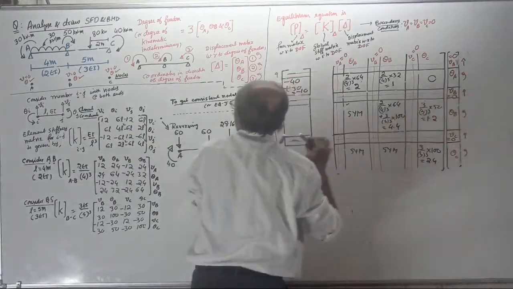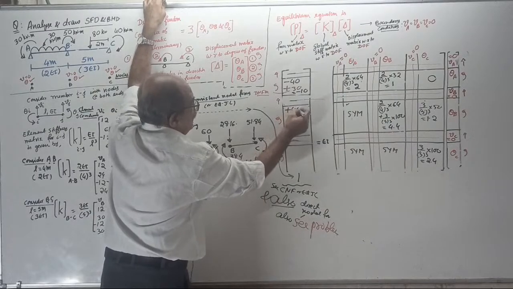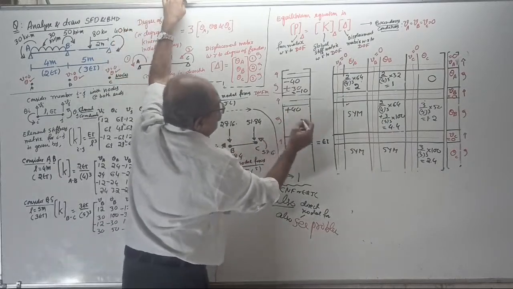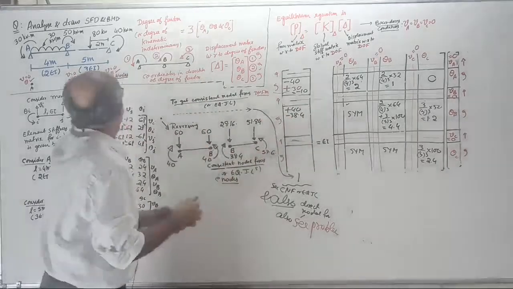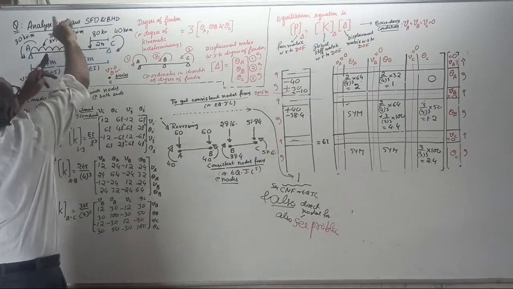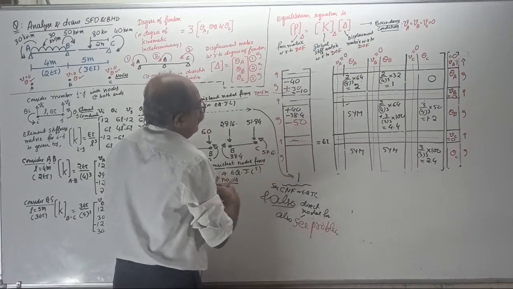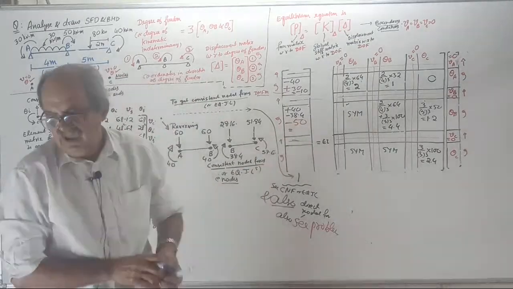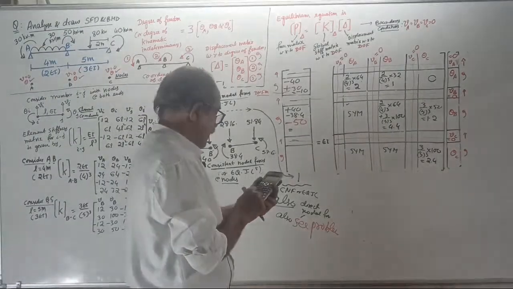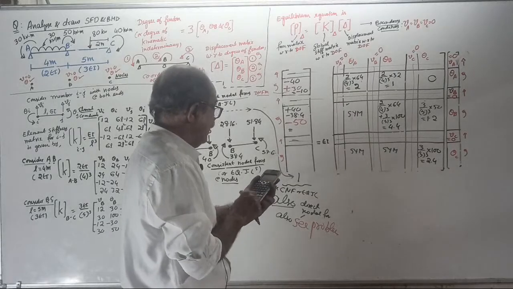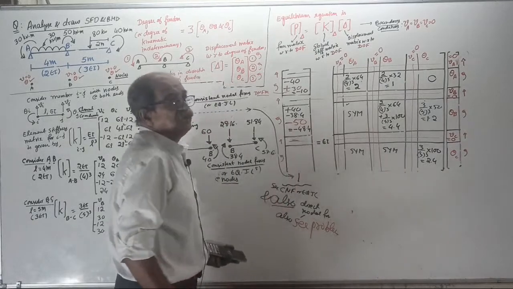Theta B, anti-clockwise. See here first. Anti-clockwise 40, so plus 40. Clockwise 38.4, minus 38.4. And also be careful. Clockwise 50, minus 50, equal to. These all you should be very, very careful. 40 minus 38.4 minus 50 equal to minus, if anything is wrong, tell me, minus 48.4.